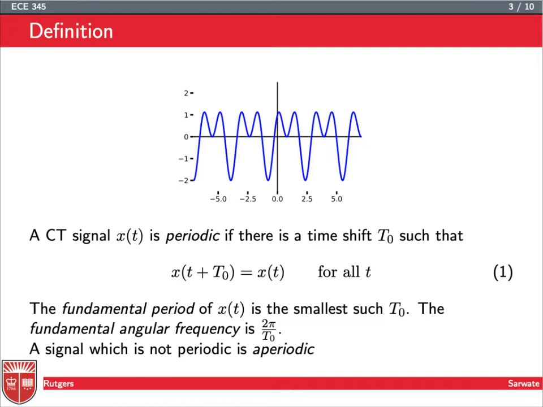And the fundamental angular frequency is 2 pi over t0. The 2 pi comes because we're talking about radians. If you wanted to talk about fundamental frequency in hertz, it would just be 1 over t0. And if a signal is not periodic, we call it aperiodic. That's a little bit of language.